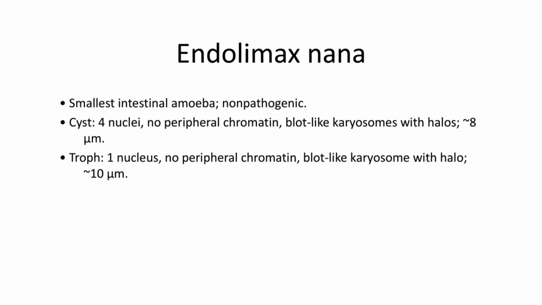In summary, E. hartmanni looks like E. histolytica, but smaller and non-pathogenic. I. buetschlii has a glycogen vacuole and blot-like karyosome. E. nana is the smallest amoeba with cysts as small as 8 micrometers.